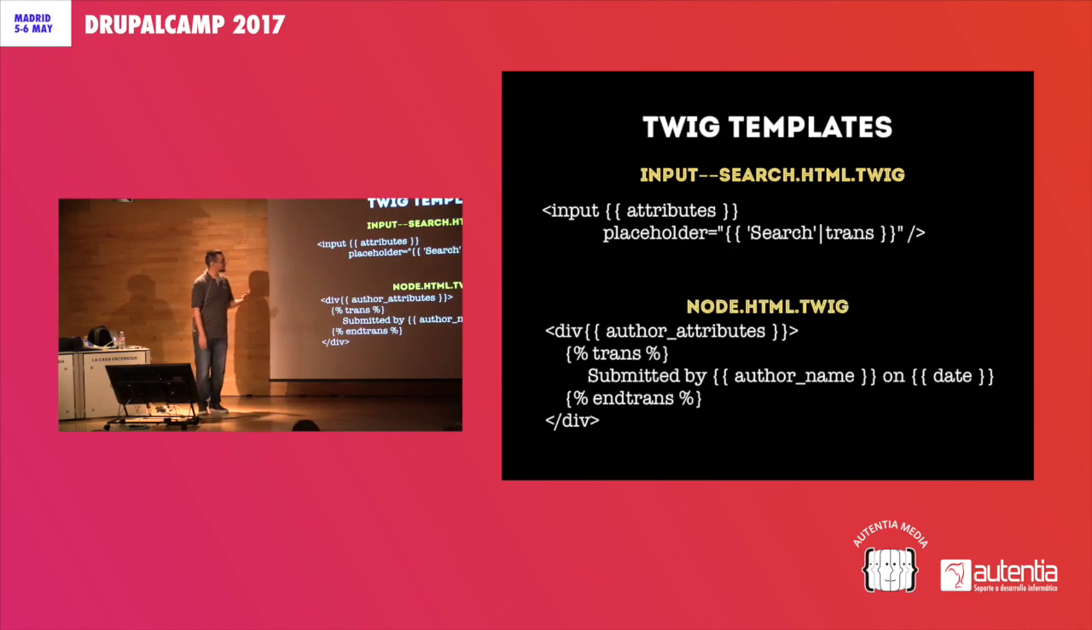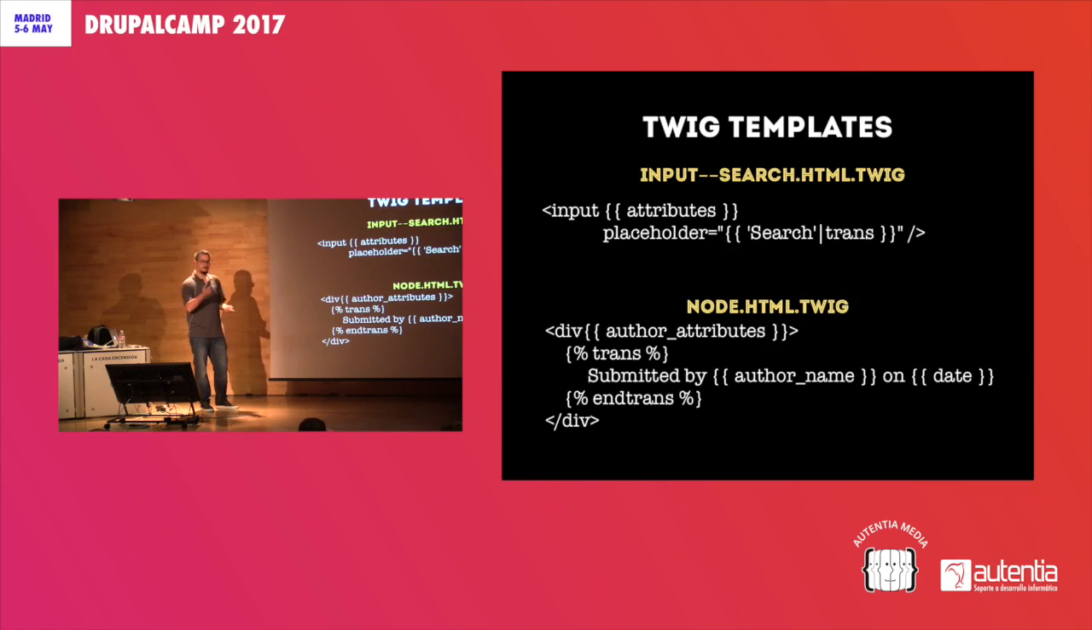TWIG is a templating system that is common in other technologies. So front-end developers may be really aware of it before it came in Drupal 8. And for translating strings there, you can use the trans filter, as in this first example, or you can use the trans tag.